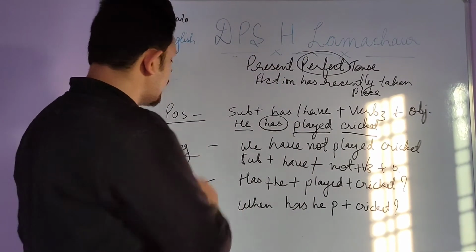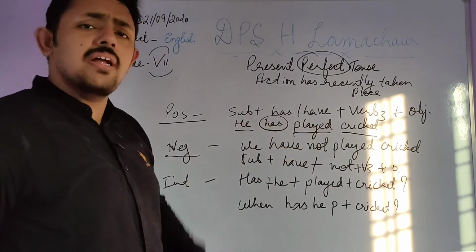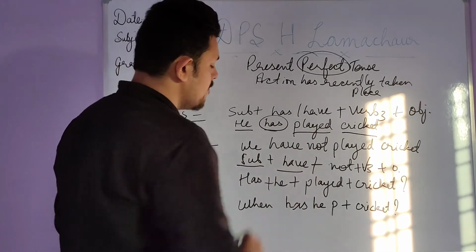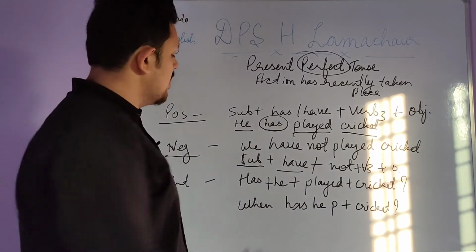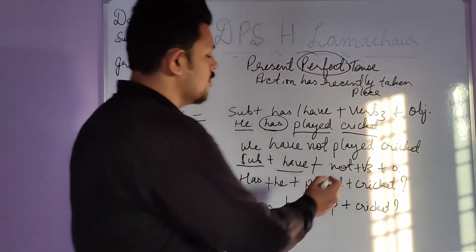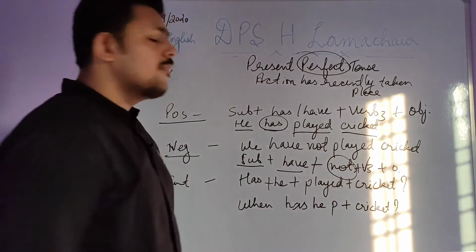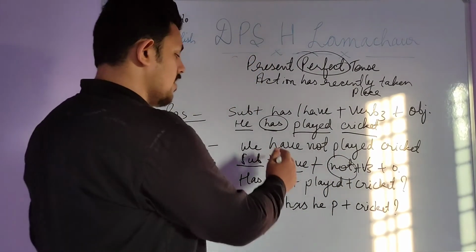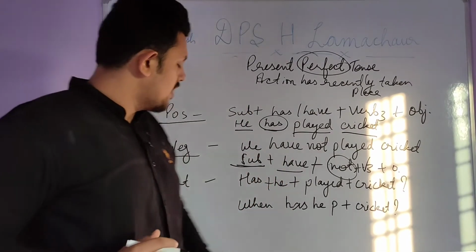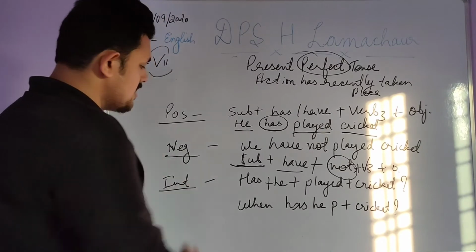Now see the negative form. We have not played cricket. So what will be the formula? Subject plus have, because with we use have. Okay, he has not played cricket or we have not played cricket. So we just put not here and we use the subject in the first position like we have done in the positive one.